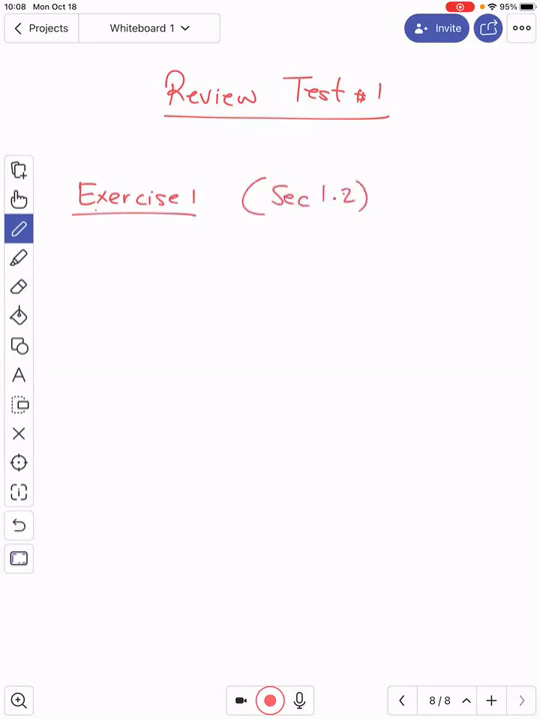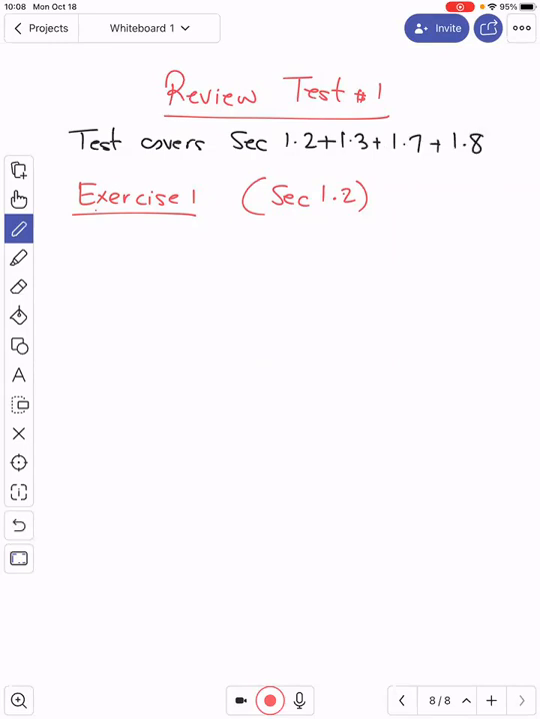Okay, so again, guys, the test is going to cover sections 1.2, 1.3, 1.7, and then 1.8, all right, from the textbook.